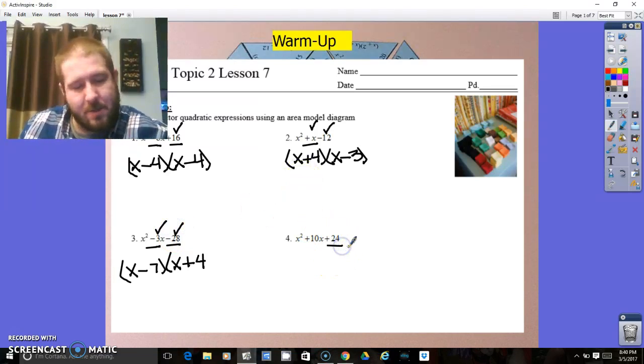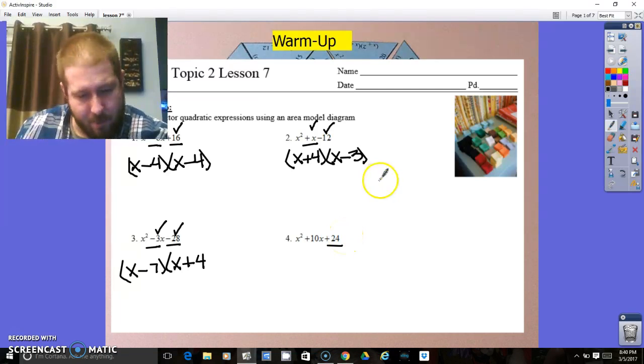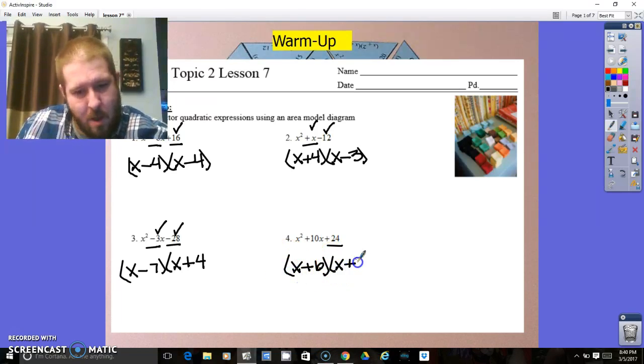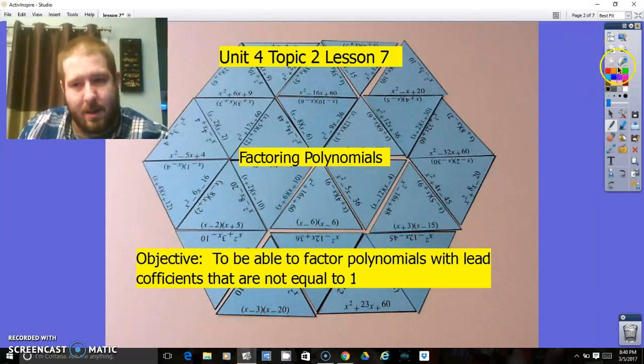All right, so the C term is positive, so that means both factors have to be either both positive or both negative. I believe that's going to be x plus 6 times x plus 4. Multiply them, you do get 24, and add them, you do get 10. All right, great. So that's a review of what we had done in the past.